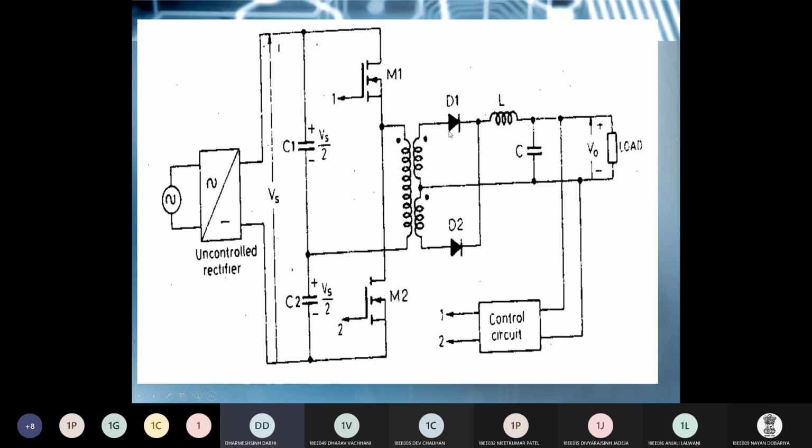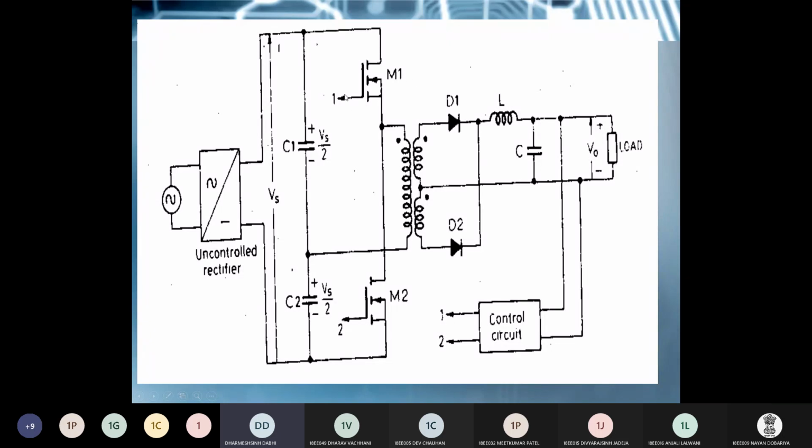As you can see, this is the same as the direction of current when M1 is on, which is flowing from D1. So in both cases, current is flowing in the same direction. It means your current is DC current. So in both conditions, when M1 is on or M2 is on, you get DC voltage or DC current, which means DC power. So here, what is the difference in this case?